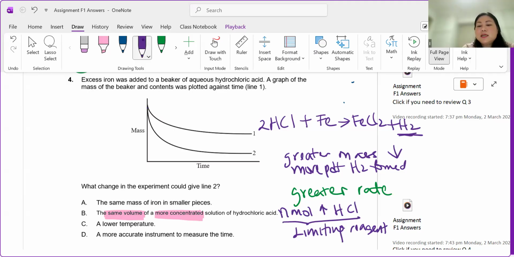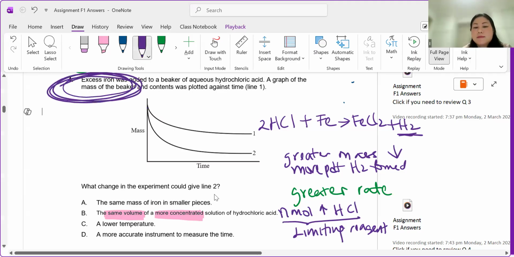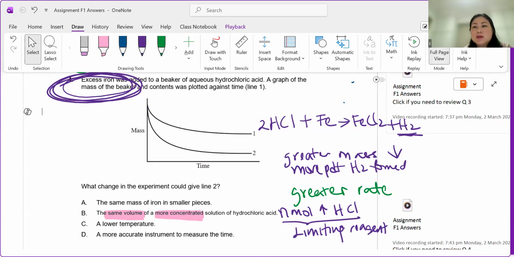Okay, how do we know that HCl is a limiting reagent? Because the question says excess iron. So the one that will give us line 2, which is a greater yield and a greater rate, is B, using the same volume but a more concentrated HCl solution.